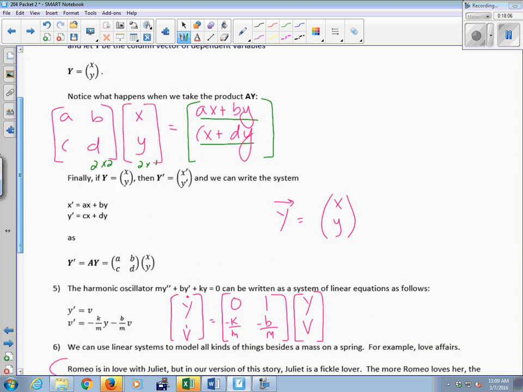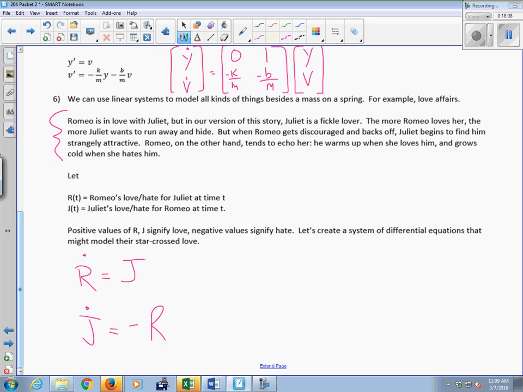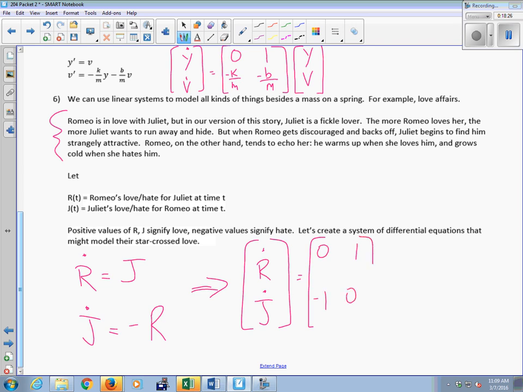Right, so first let's write this for practice as a matrix equation. So I've got R dot and J dot. What are my coefficients here? 0, 1, -1, 0. Great. And that gets multiplied by R and J. That's a standard matrix, almost the identity matrix.